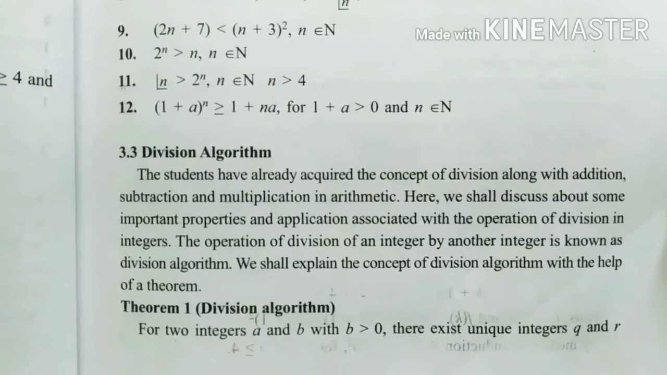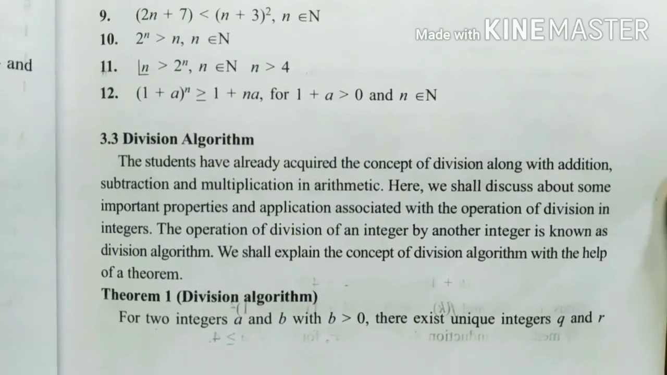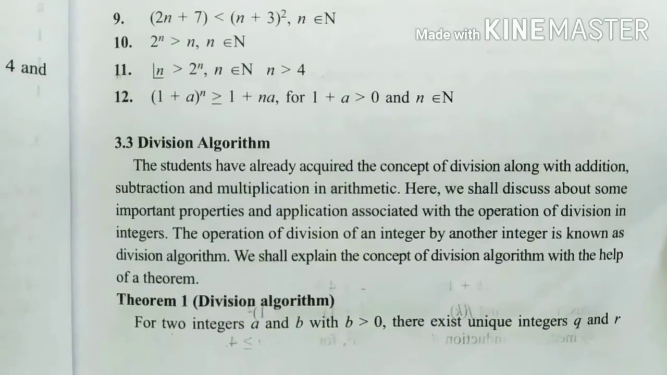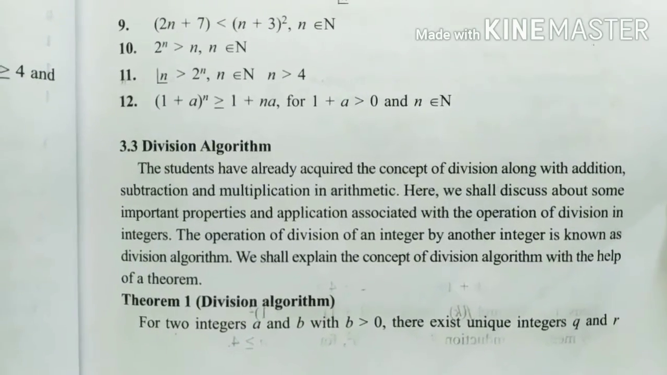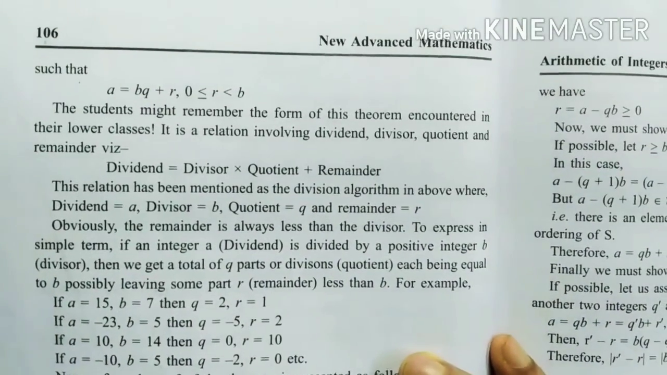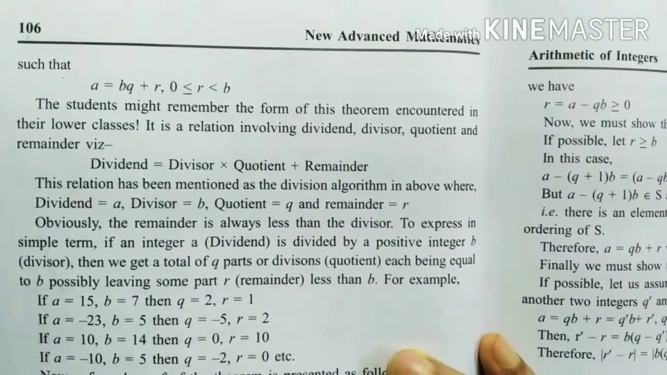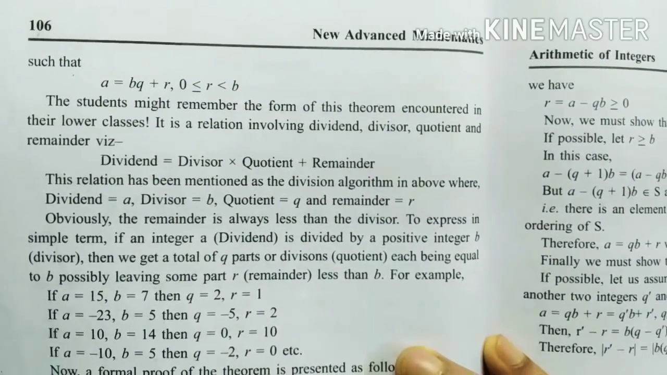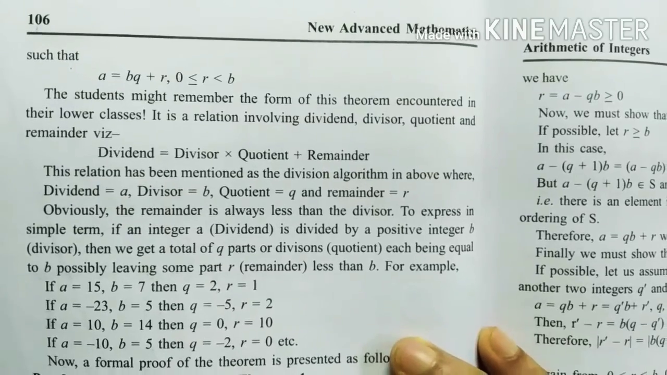This is your theorem 1, division algorithm. For two integers a and b with b greater than 0, there exist unique integers q and r such that a is equal to bq plus r, where r is greater than or equal to 0 and less than b. The students might remember the form of this theorem encountered in their lower classes.